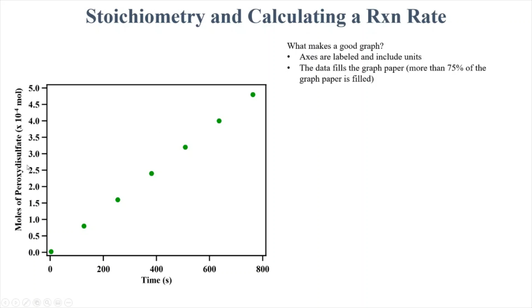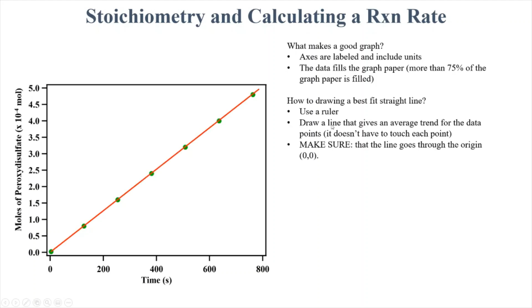Another thing you'll notice is that if you look at the graph paper in the book, we want to make sure that we fill up the entire piece of graph paper. So you'll notice that if this were my graph paper, the data points fill up the entire piece of the paper. We're going to talk a little bit more about that. I'll show you what the graph paper looks like at the end. So we want to make sure that we fill up more than 75% of the graph paper.